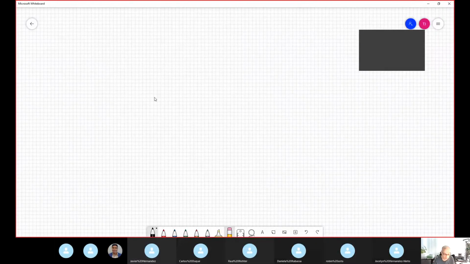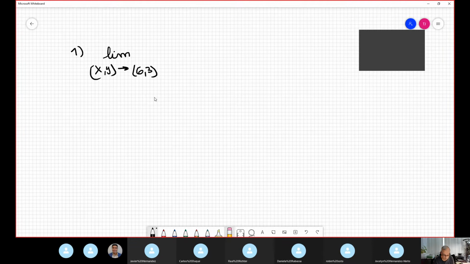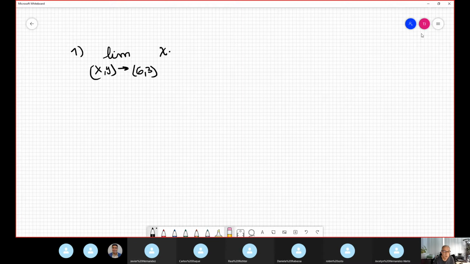Okay. The first question is super easy. Let's compute that limit. Limit when (x, y) approaches (6, 3) of the function. Okay, the function is x times y times cosine of (x minus 2y). This is my function, and you will need to compute this limit.